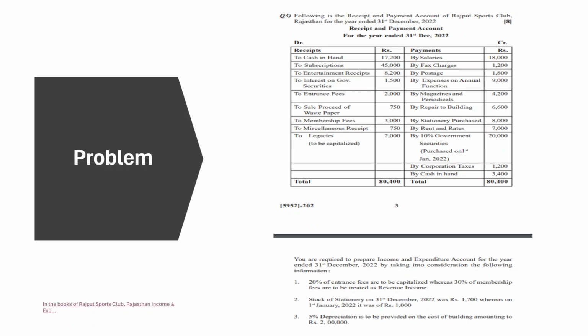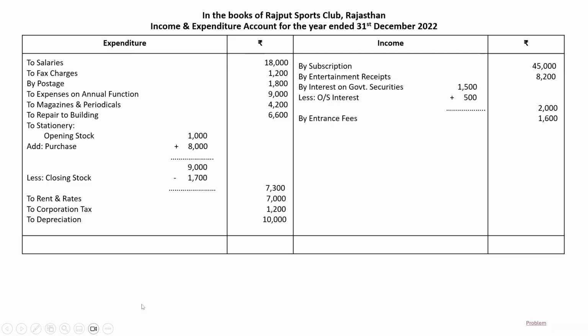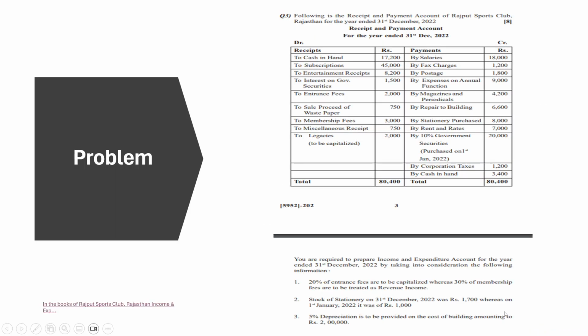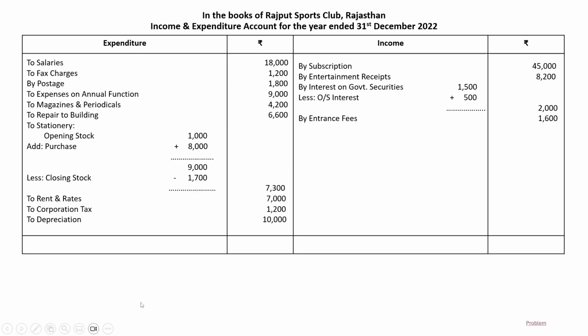So 80% of rupees 2000, how much it is? 1600. So therefore record that amount there under the income side. So by entrance fees 1600. Understood? The next is what? To sale proceeds of waste paper, that whole amount is the revenue. So record the whole amount there under the income side. By sale proceeds of waste paper 750. The next amount is given there.